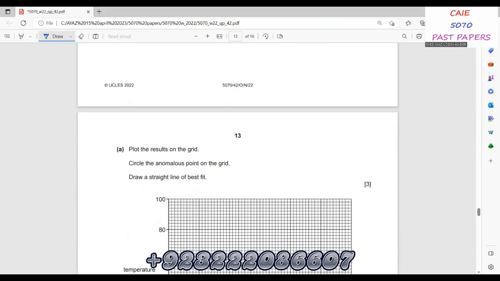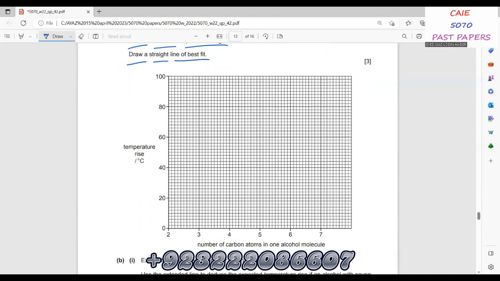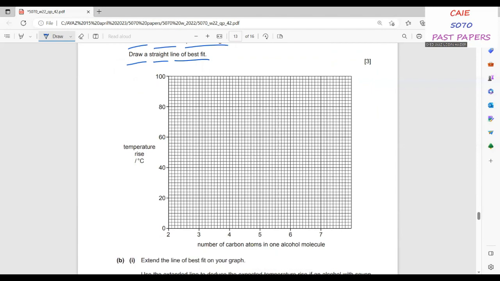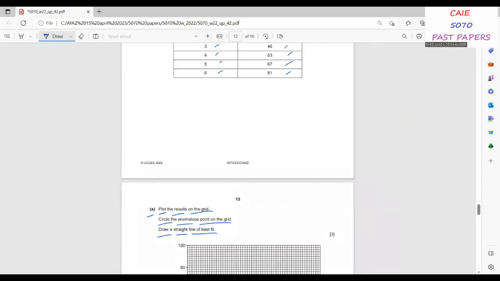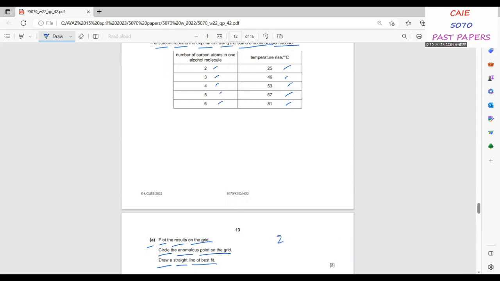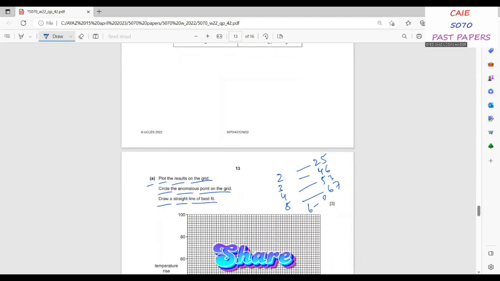Now, the next part, what they are saying. A, plot the results on the grid. Circle the anomalous point on the grid. Draw a straight line of best fit. So for your convenience, I'm going to show the values here. So it will be easier to understand how I'm getting this graph. I'm writing the values for each carbon number: 2, 3, 4, 5, and 6. So we have 25 for 2 carbon atom, 46 for 3, 53 for 4, 67 for 5, and 81 for 6. These are the values.